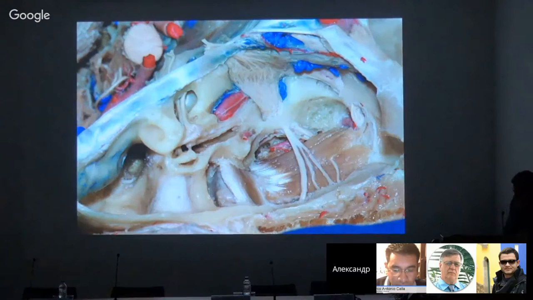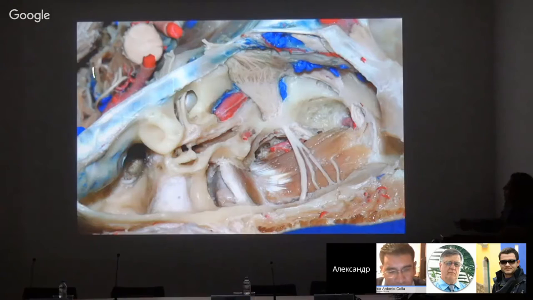what are the presigmoid approaches, what do they do? So this is the mastoid cavity, middle ear, external acoustic meatus, otic capsule, sigmoid sinus. This is the dura of the Trautmann's triangle. So when you do a presigmoid approach, you get inside here, this is the dura that you're gonna open to reach this region.